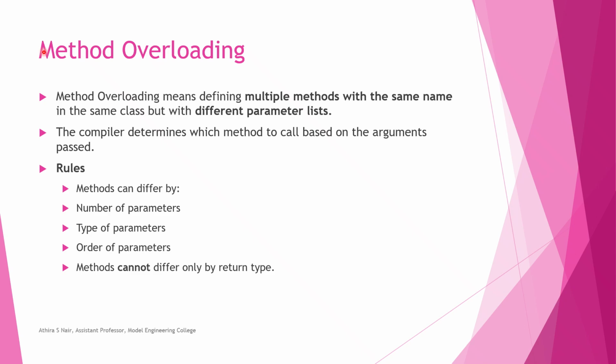Let's now understand method overloading in detail. So method overloading means having more than one method with the same name but different parameter list in the same class. So the compiler determines which method to call based on the arguments passed. The rules for method overloading are methods can differ by number of parameters or type of parameters and order of parameters, but methods cannot differ only by return type.